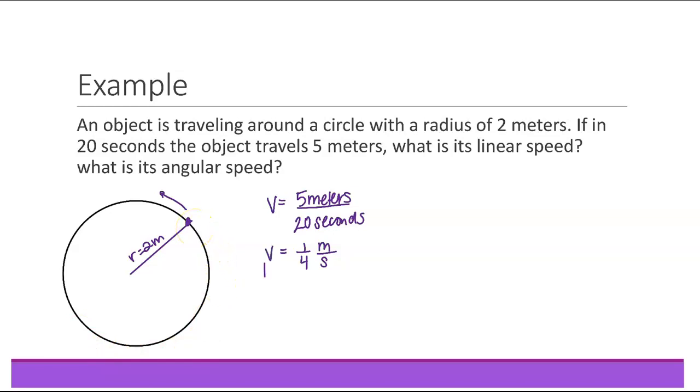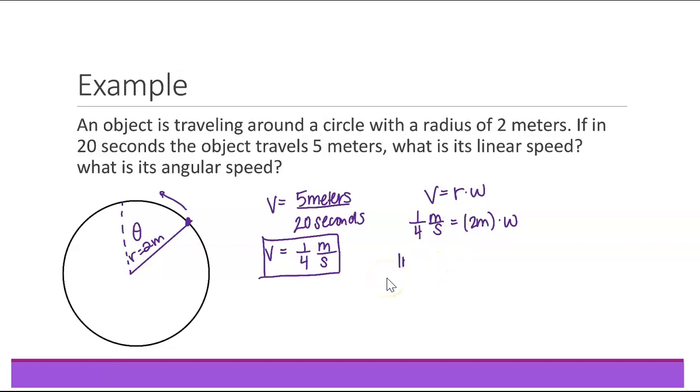But now I want to find the angular speed. So now we're interested in, if I focus on an angle here, how fast this angle is moving in revolutions per unit of time, in this case seconds. We had that relationship, right? Linear speed is r times angular speed. So we can substitute in 1/4, including the units, meters per second, is equal to the radius, 2 meters, times omega. We are going to solve for omega, so we're going to divide by 2 meters.